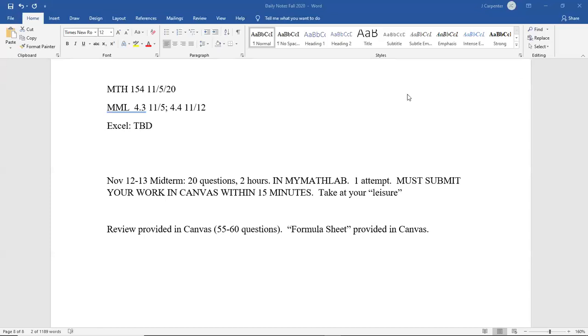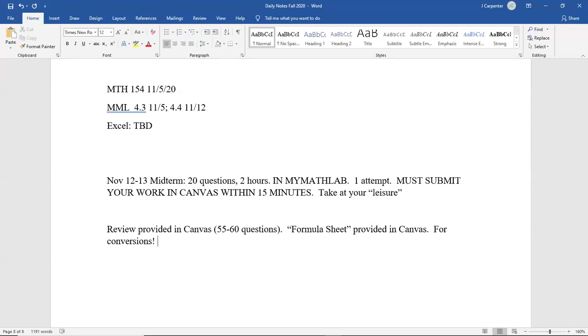And when I say formula sheet provided in Canvas, this is going to be the shortest formula sheet you've ever seen in your life. This is for conversions. This is not going to be interest equals principal times rate times time. This is not going to be future value equals present value times growth factor or anything like that. This is going to be 5,280 feet is 1 mile, or 28 grams is 1 ounce, or 128 fluid ounces is 1 gallon.